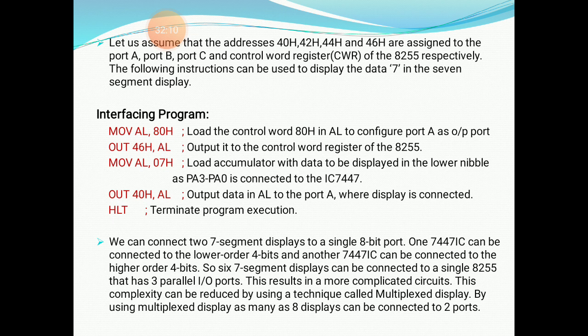In this application, a single 7-segment display is driven by the IC 7447. This IC is connected to 4 lines of the port. Here the port consists of 8 bits or 8 lines. We can connect 2 7-segment display devices by using 2 ICs 7447. And the 8255 consists of 3 parallel IO ports, port A, port B, port C. So the maximum number of 7-segment display devices that can be connected is 6, by using 6 driver circuits IC 7447.